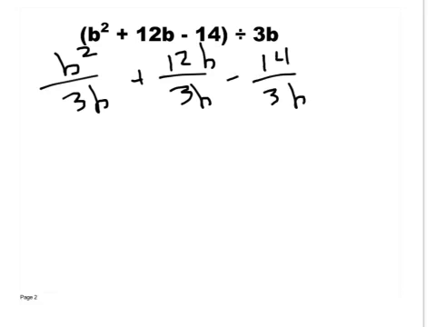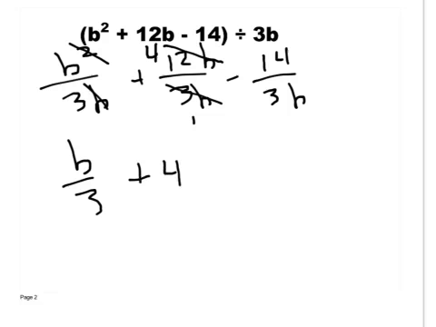B squared and b, we can get rid of one of the b's. Here we're left with b over 3. Here we can get rid of 3b, we're left with 1. Get rid of 3b here, you're left with 4. Here, can you do anything to 14 over 3b? No. So, minus 14 over 3b.